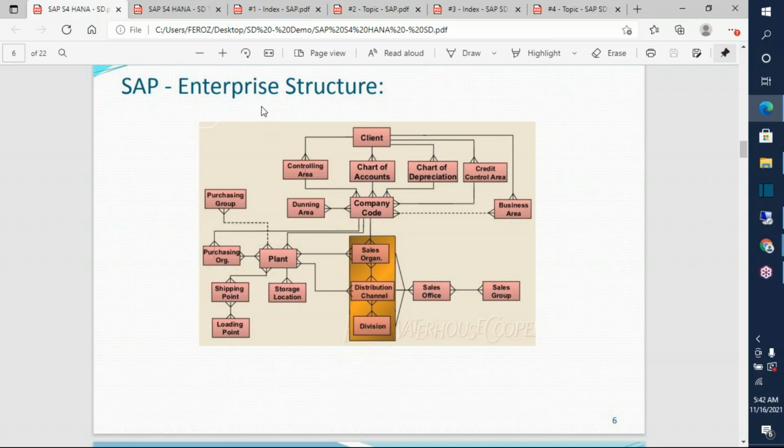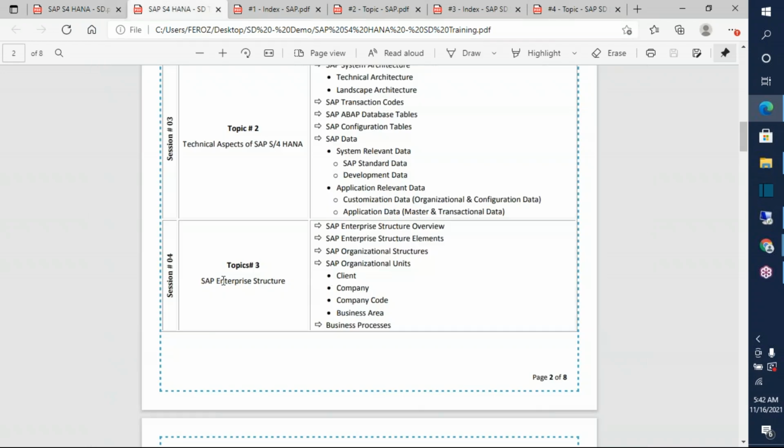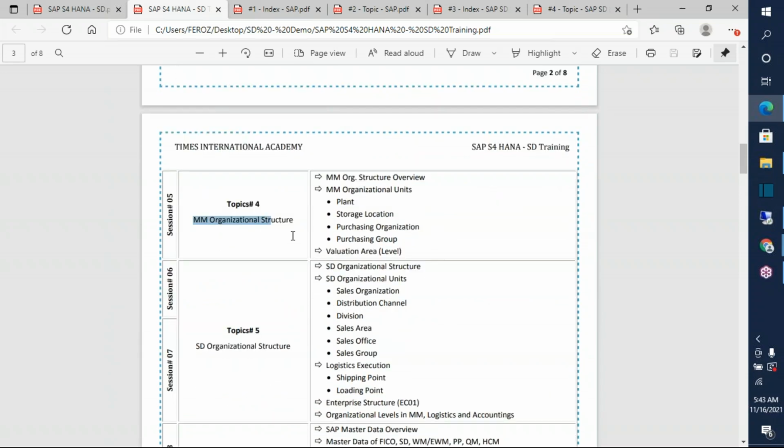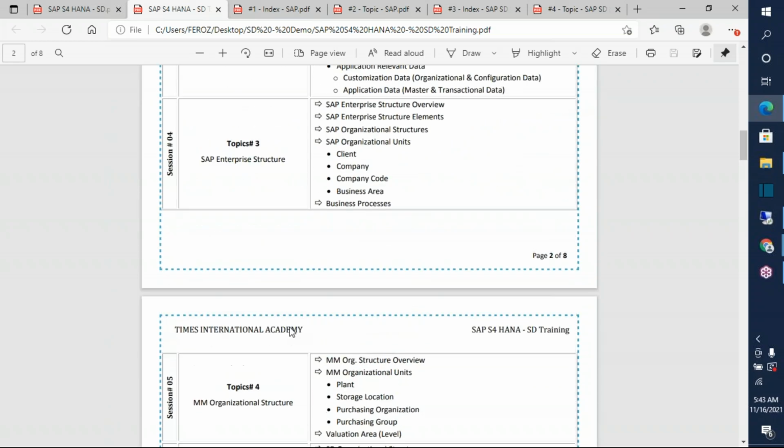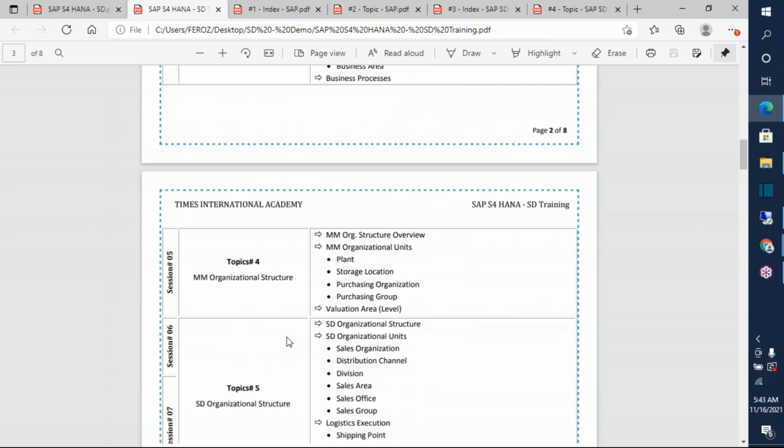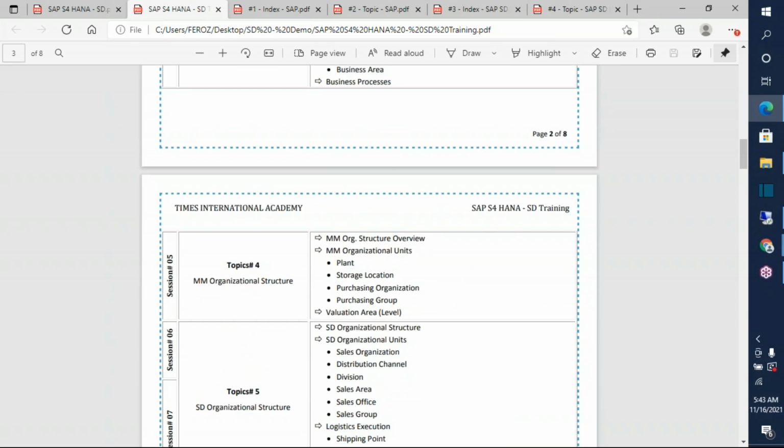After understanding the concept of enterprise structure in SAP, we will discuss client and company code. That we will be discussing under topic number 3, enterprise structure. Then we will move to organizational structure, because the organizational units like plant and storage locations, we will be using in our SD module, like in our sales orders and other transactions. From that point of view, we will try to understand organizational structure. So in topic number 3, we will be discussing in detail the organizational structure and its organizational units.